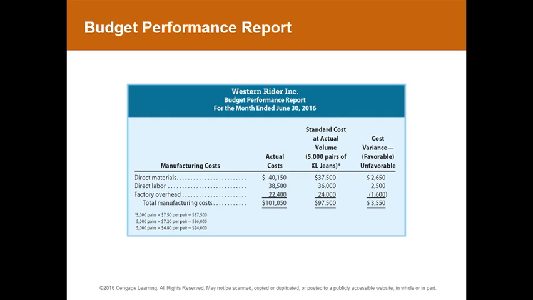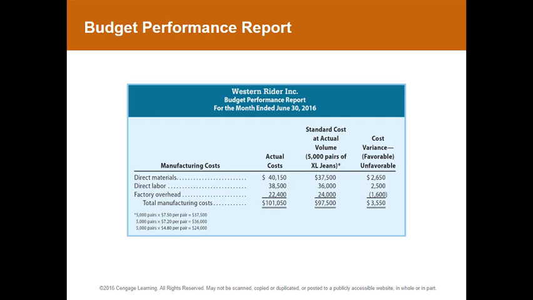When we come across to the next line, we take our actual and reduce it by our standard. Now here you'll notice that we have dollars that are positive, and I say that with air quotes, and negative with air quotes. In this particular case, anything that is within parentheses or negative is considered favorable, whereas a positive number is unfavorable.